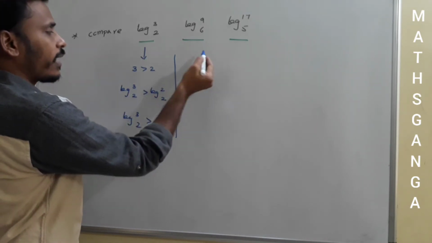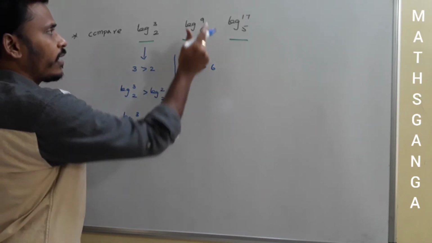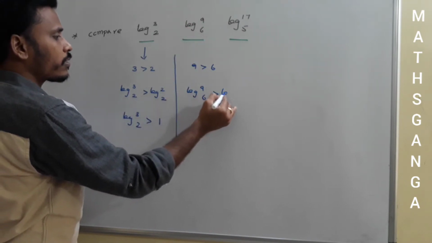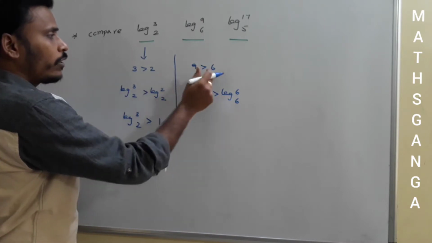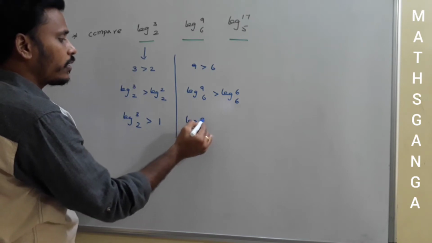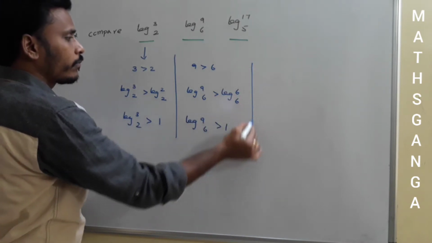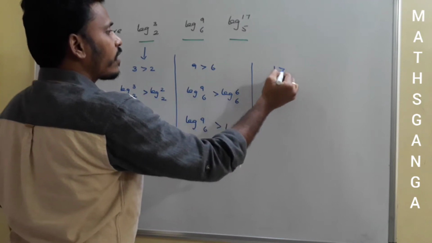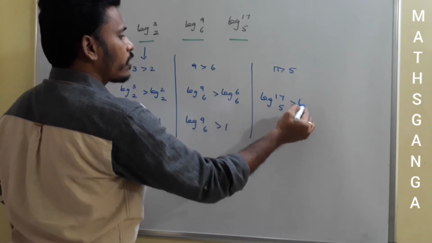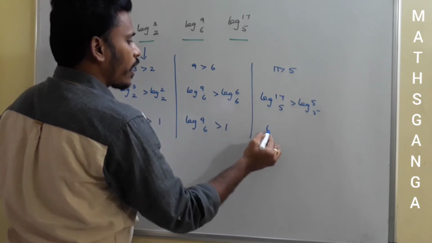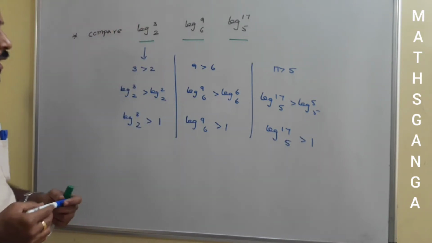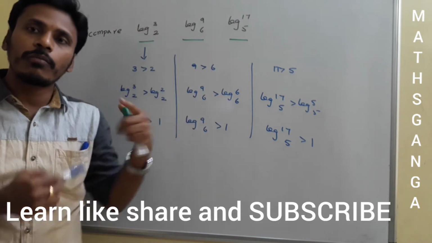Then think about the second logarithmic value. Here again 9 is greater than 6. You apply logarithm with base 6 on both sides, and it is very clear that log 9 base 6 is greater than 1. Then coming to the third problem, here again 17 is greater than 5, and applying logarithm with base 5 on both sides, log 17 base 5 is greater than 1. So all these three logarithmic values are more than 1.